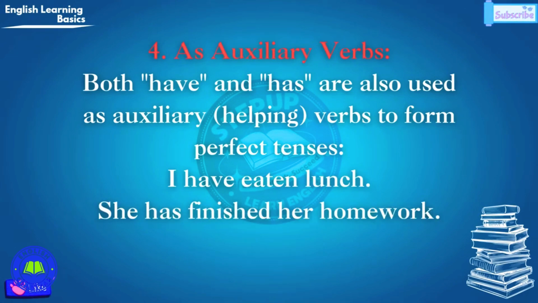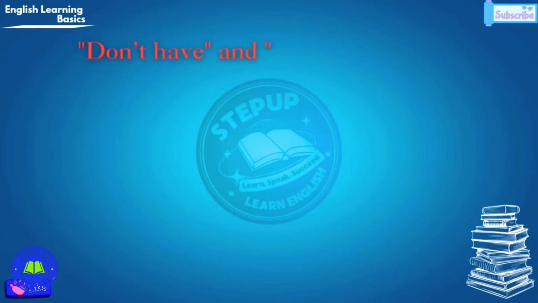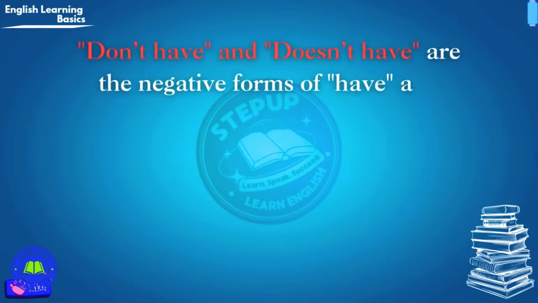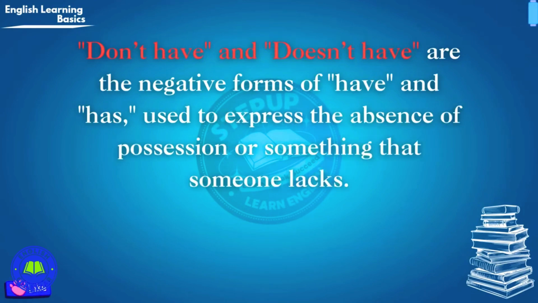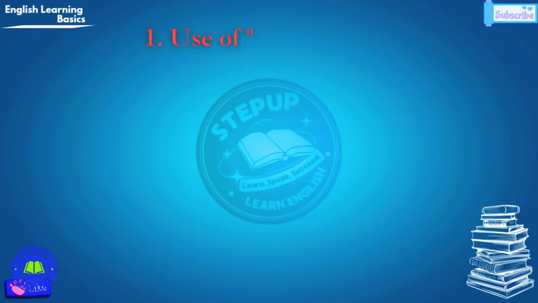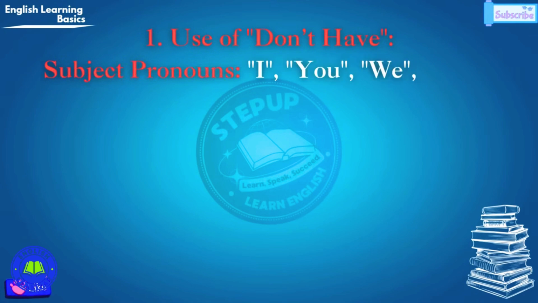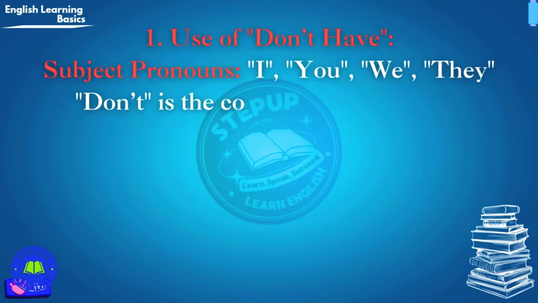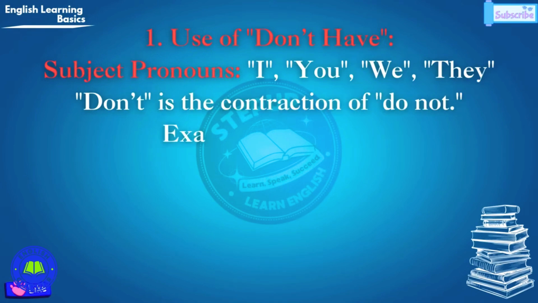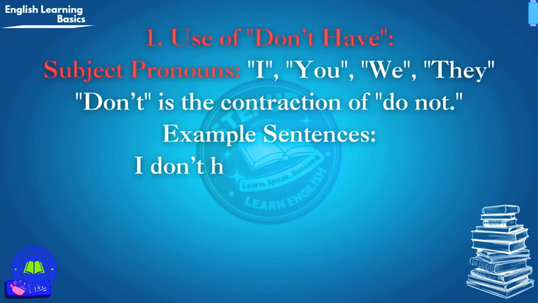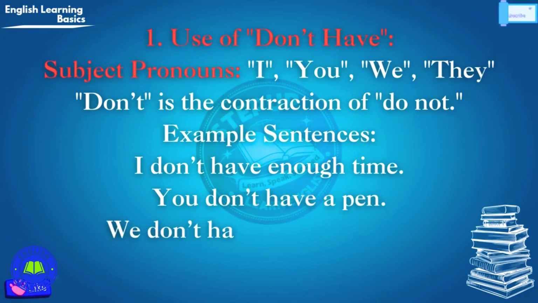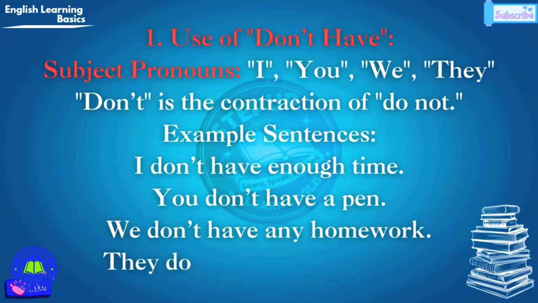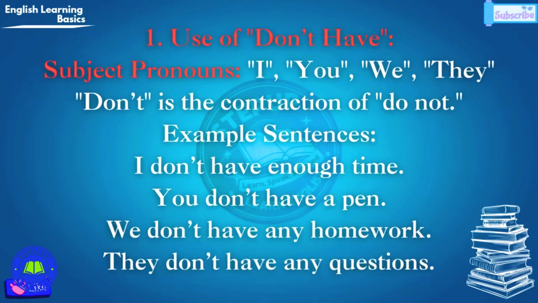Don't have and doesn't have are the negative forms of have and has, used to express the absence of possession or something that someone lacks. 1. Use of don't have. Subject pronouns: I, you, we, they. Don't is the contraction of do not. Example sentences: I don't have enough time. You don't have a pen. We don't have any homework. They don't have any questions.